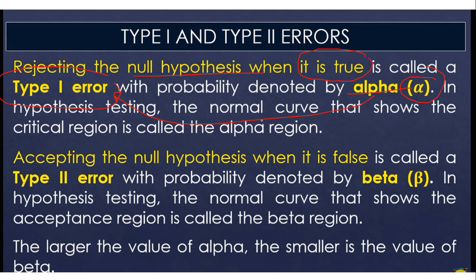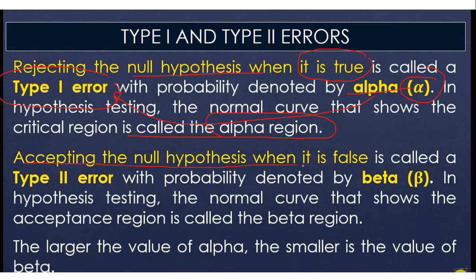Please familiarize yourselves na lang po sa mga definition. It is denoted by alpha. Yan lang po yun. Baka sa quiz B, lalabas yung mga yan. Then the normal curve that shows the critical region is called the alpha region. Siyempre, alpha ang tawag sa kanya.